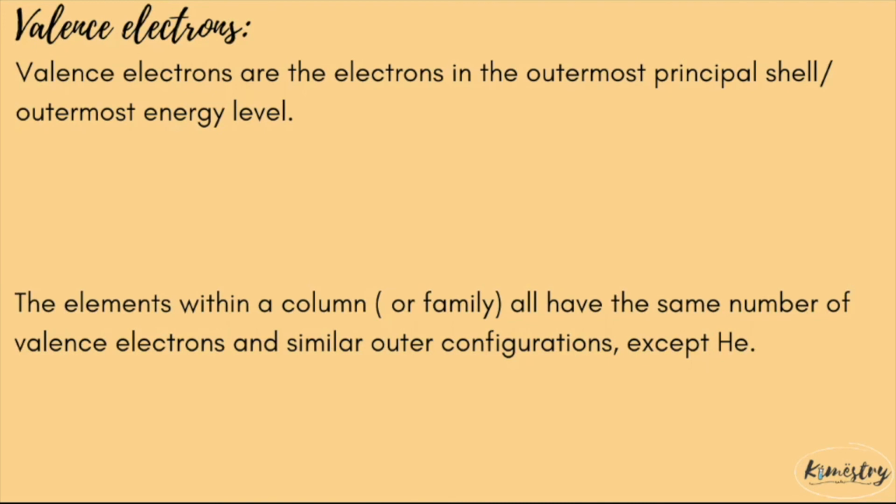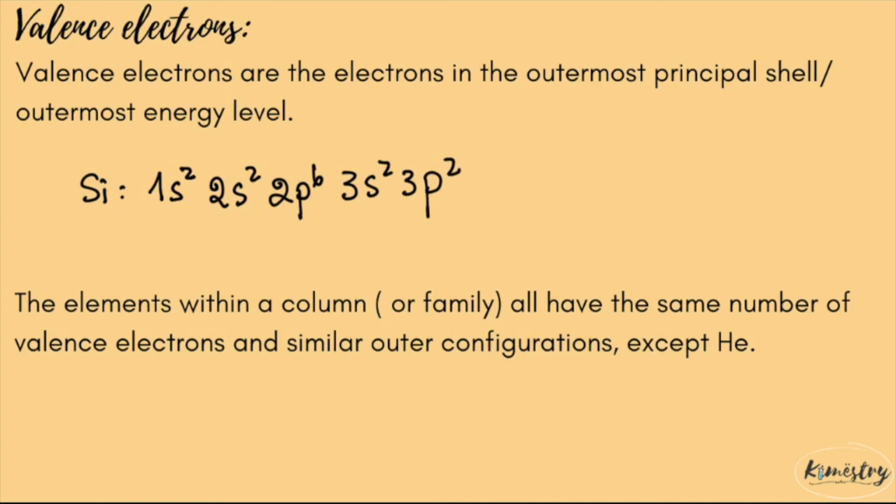Next, valence electrons. Valence electrons are the electrons in the outermost principal shell, or the outermost energy level. These electrons are important because they are involved in chemical bonding. So let's take a look at silicon. The electron configuration of silicon is 1s2, 2s2, 2p6, 3s2, and 3p2.